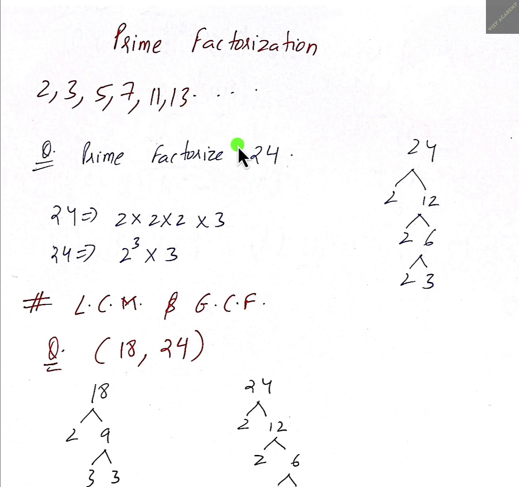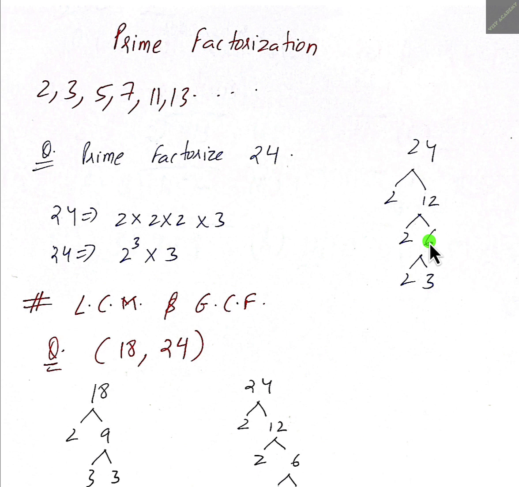So let us prime factorize 24. Starting with the smallest prime number here, which is 2, because it's an even number. 24 divided by 2 is 12, 12 divided by 2 is 6, and 6 divided by 2 will give us 3. We could have started with 3 also, but we always start with the smallest prime number, and we keep on going until one number is exhausted, and then we move to the next prime number.